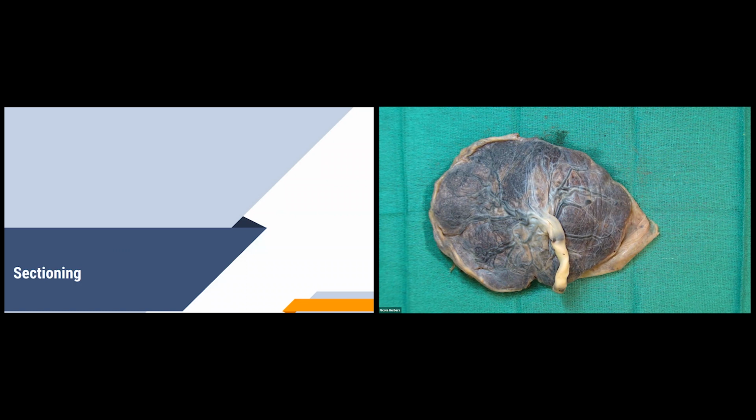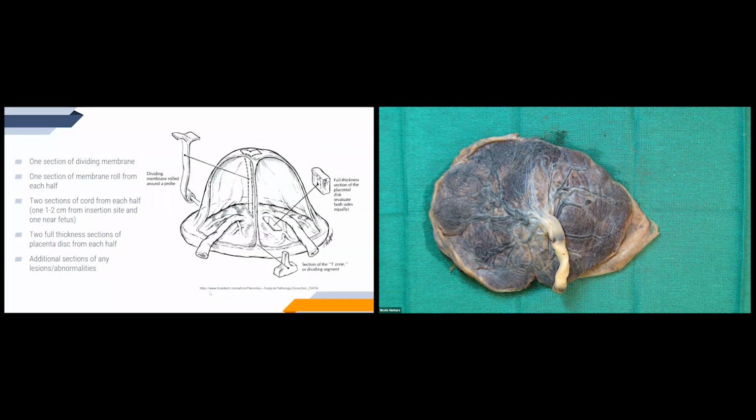And so now we'll go through sectioning twin placentas. We'll do one section of the dividing membrane, and we want to include a portion of each twin's membranes as well, so it would come out to be more of a T-shaped tissue sample. We'll also give one section of membrane roll from each half. Then we'll do two sections of umbilical cord for each half, again, one section from the 1 to 2 centimeter insertion site, and one section near the fetus. We'll do two full thickness sections of the placental disc from each half, and then we'll submit any additional lesions or abnormalities that we find grossly.